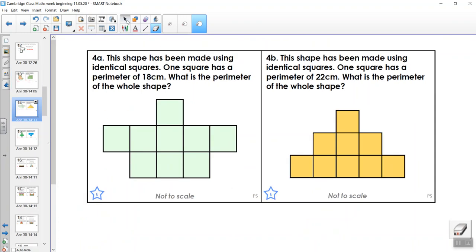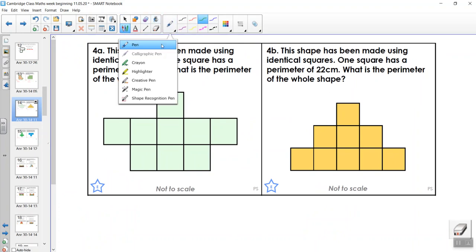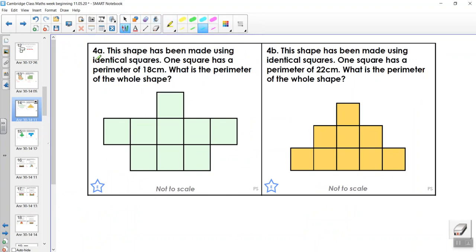This is a little bit similar, because I can see the phrase "identical squares." Let's make that a bit bigger. Identical squares, and that's our clue, isn't it? I can see it there as well. Look, identical squares. So it says this shape is made using identical squares. One square has a perimeter of 18 centimetres.